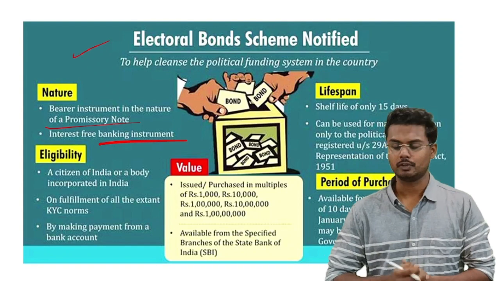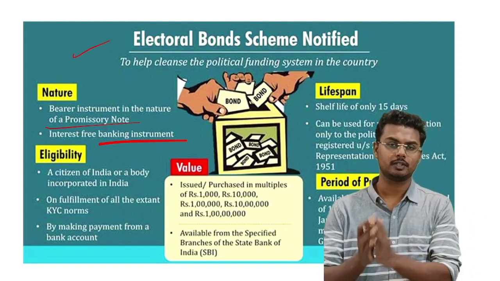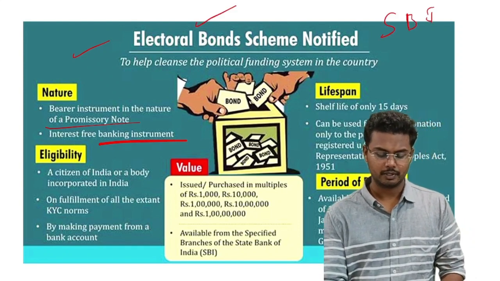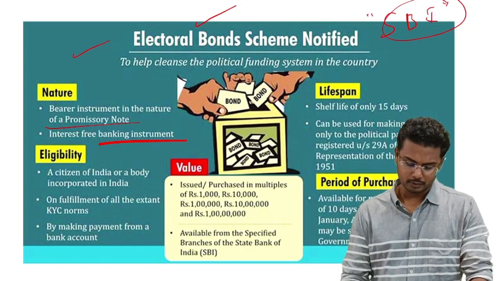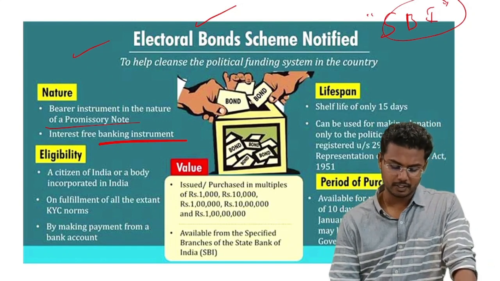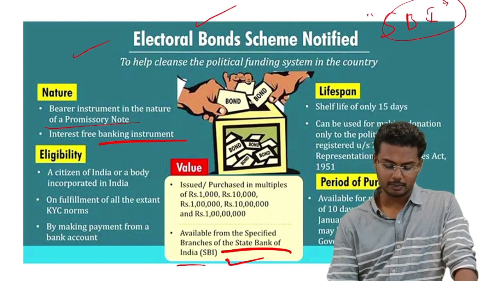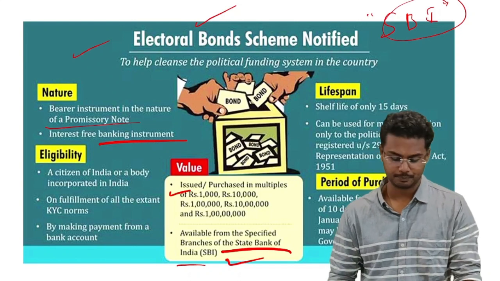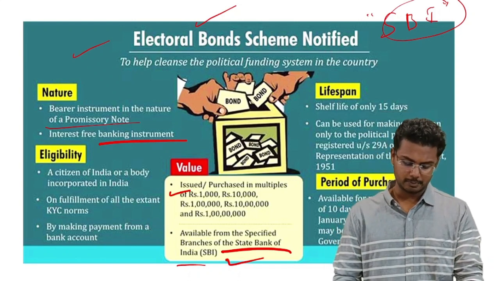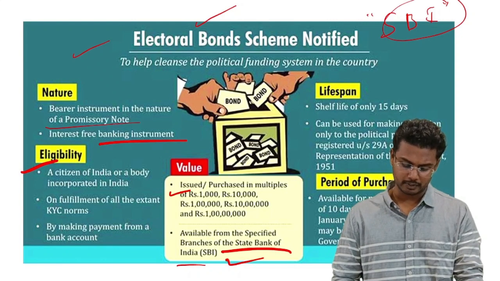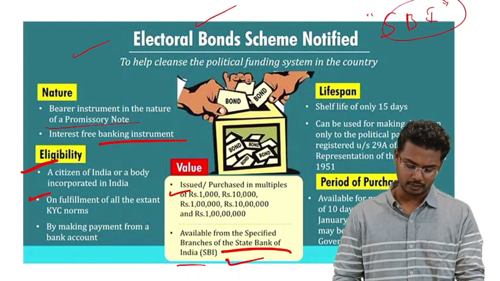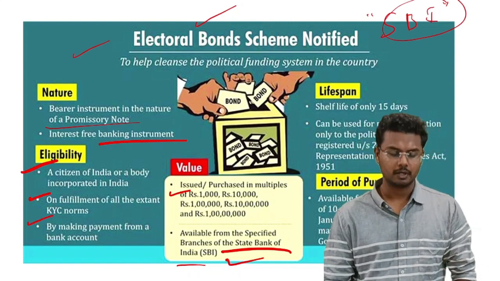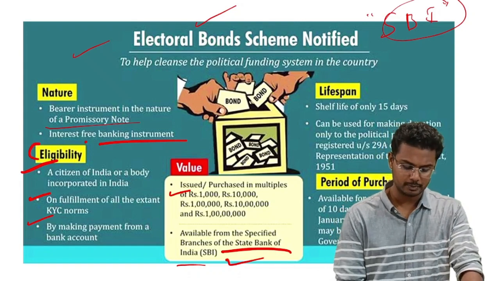So any private person or private entity who is willing to contribute a certain amount to a political party can buy these bonds from the State Bank of India. These bonds are available from the specified branches of the State Bank of India only. They are available in the denominations of 1,000, 10,000, 1 lakh, 10 lakh, and 1 crore. And who is eligible? A citizen of India or a body incorporated in India, on fulfillment of all the extant KYC norms, by making payment from a bank account. So these are the eligibility criteria.